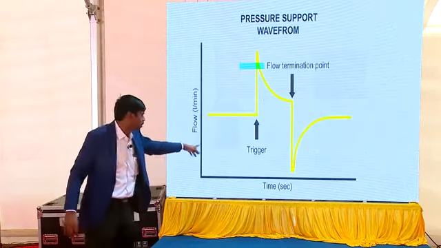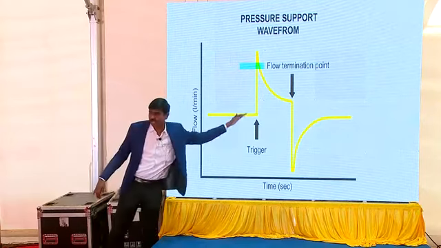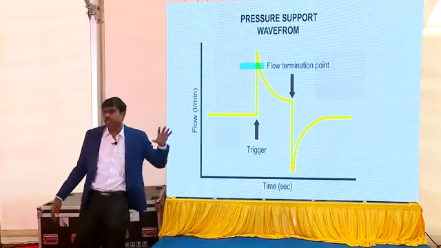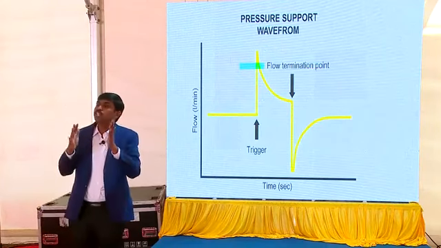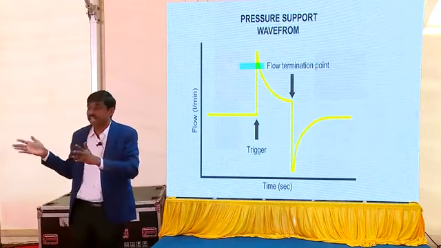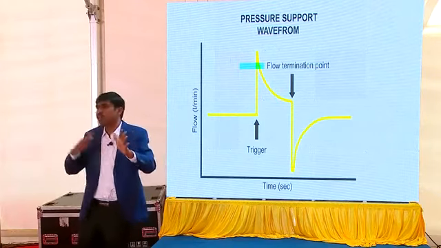Yeah, here you see this is moving from inspiration to expiration. The bottom one is expiration. Now in normal SIMV, SIPPV, moving from inspiration to expiration is called cycling, right? Cycling is basically time. So once 0.3 seconds is over, it moves.